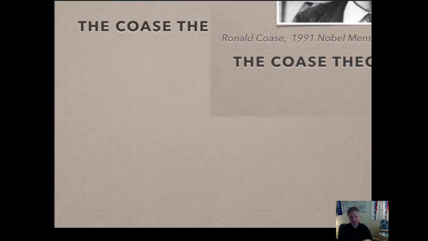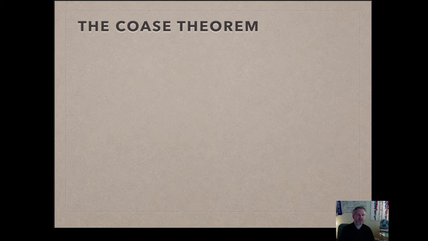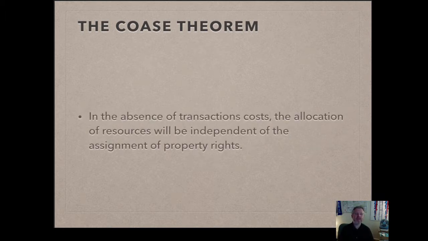All right. So what is the Coase theorem? Well, stated simply, it is that in the absence of transactions cost, the allocation of resources will be independent of the assignment of property rights.